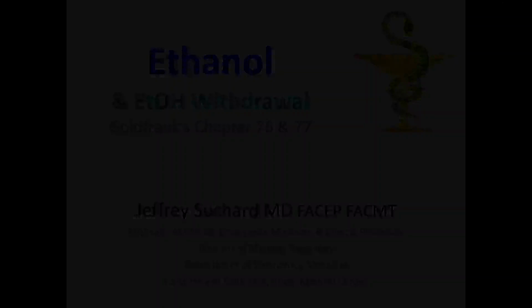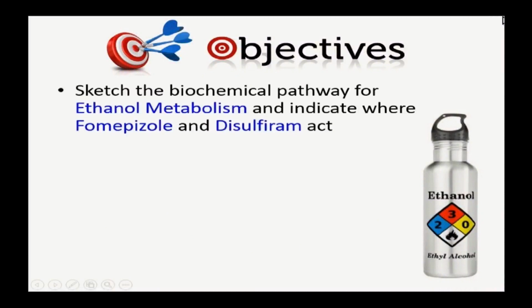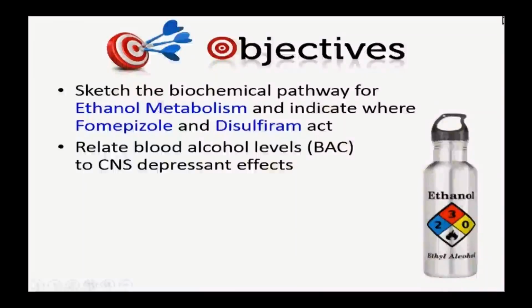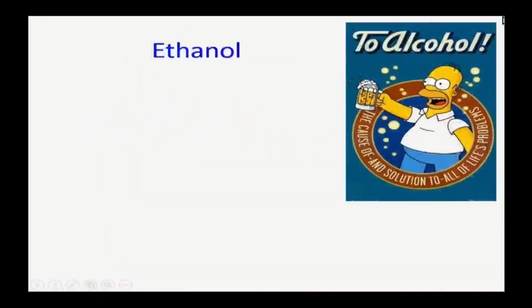The objectives of this presentation are that by the time we finish and you study, you should be able to sketch the biochemical pathway for ethanol metabolism and to indicate where fomepizole and disulfiram act. You should be able to relate blood alcohol levels, or BAC, blood alcohol content, to the degree of CNS depressant effect expected. You should be able to identify adverse health effects of chronic ethanol ingestion.